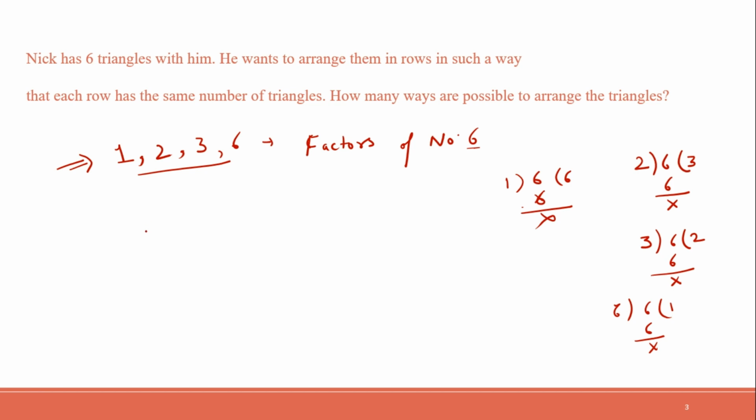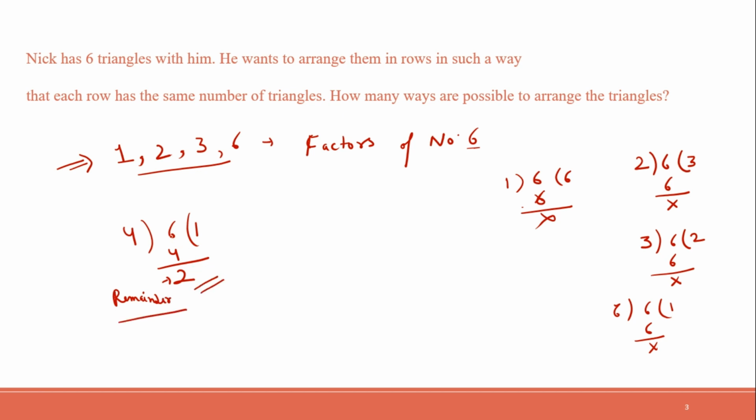But let's take 4. Remember, if we took the case of four rows, then we were not able to put a similar number of triangles in each row. Remember? Yeah, this is why it is so. Because if I divide 6 by 4, what will I get? 4 into 1 is 4. I am left with 2. That means 2 is the remainder here.